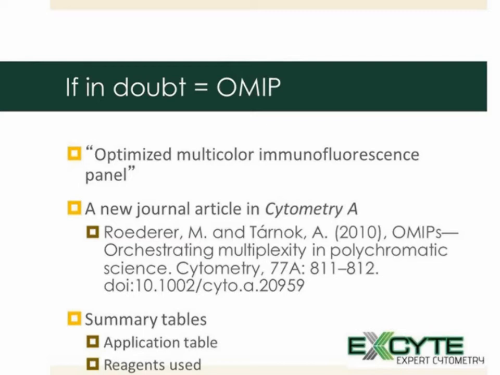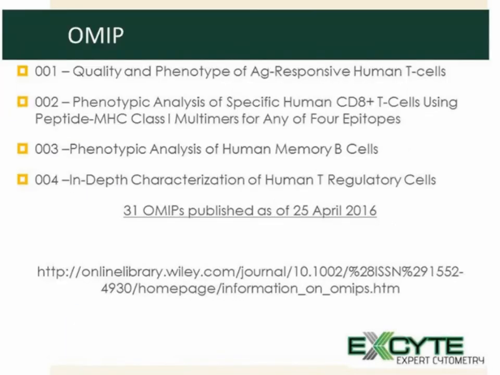It's called the OMIP, the Optimized Multicolor Immunofluorescent Panel. It was a journal type that recently came out, recently I say 2010. The beauty of the OMIP is that it is a way for you to find panels that have been developed and optimized. These panels include a summary table of what the panel is for and what reagents were used, all of which must be commercially available reagents so that you know that you can get access to the antigens of choice in this panel.